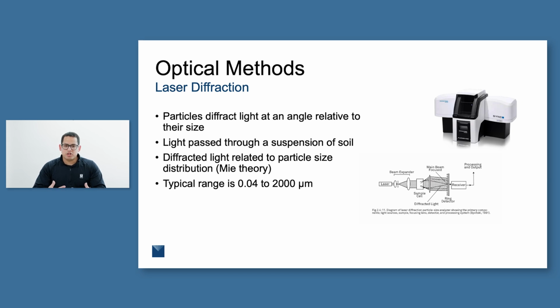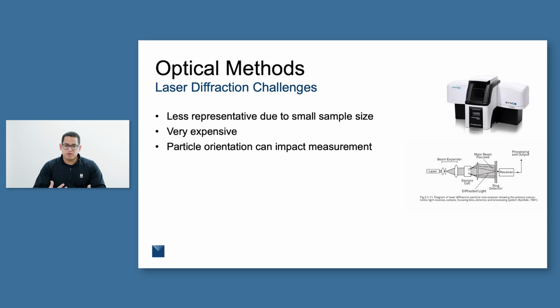The typical sizes that we can measure with the laser diffraction method are 0.04 to 2000 microns. So not quite down to your clay sizes, but it gets pretty close. That is one of the limitations with the laser diffraction method. Another challenge is that you typically use smaller sample sizes, so it can be less representative of the measurement we're trying to make. Ideally, more sample helps us characterize things a little better. It is also very expensive. Most of these devices are orders of magnitude more expensive than the other methods that we've talked about.